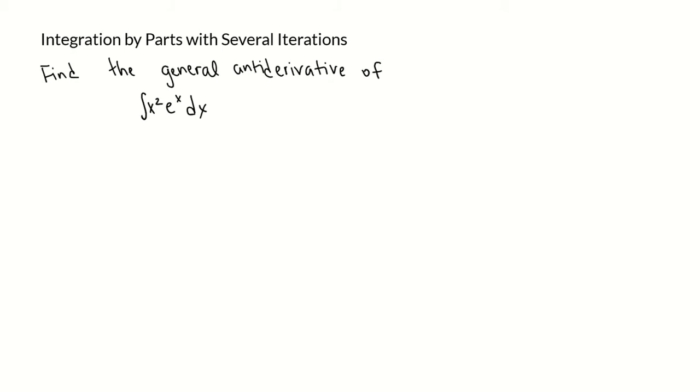This is an example of integration by parts, where we're going to have to use several iterations to find the antiderivative. That just means that we'll need to use integration by parts multiple times. And it's not immediately clear why that is, but we'll see here why that's true. So, integral x squared e to the x dx, we want to do integration by parts to evaluate this.